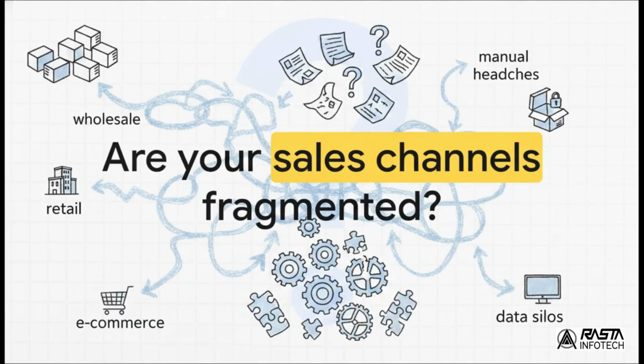Okay, let's just jump right in by asking a pretty crucial question. How do products actually reach your customers when you've got wholesale, retail, and e-commerce all happening simultaneously? For a lot of enterprises out there, these pathways become terribly fragmented. And you know what that means? It leads to confusion, massive data silos, and a whole lot of manual headaches.